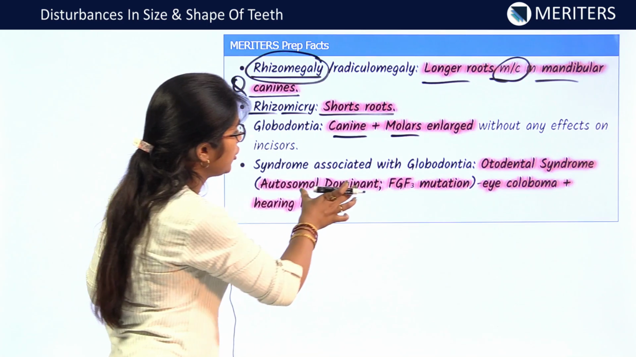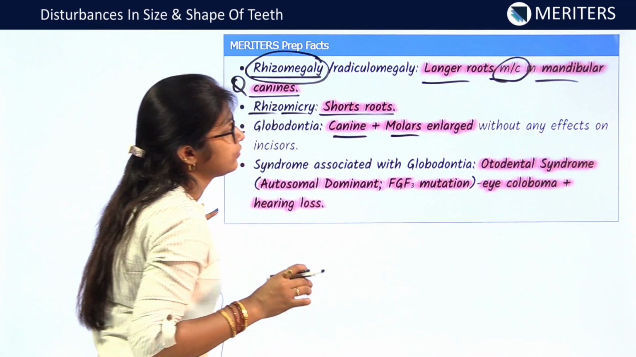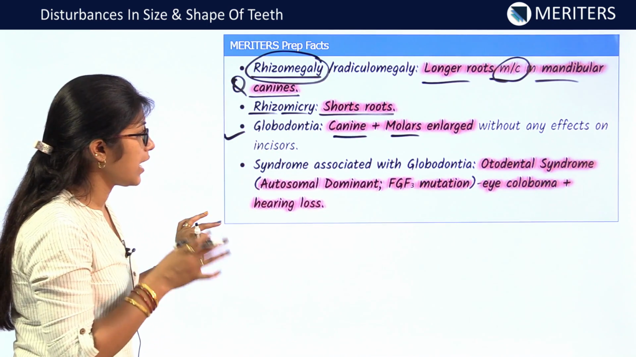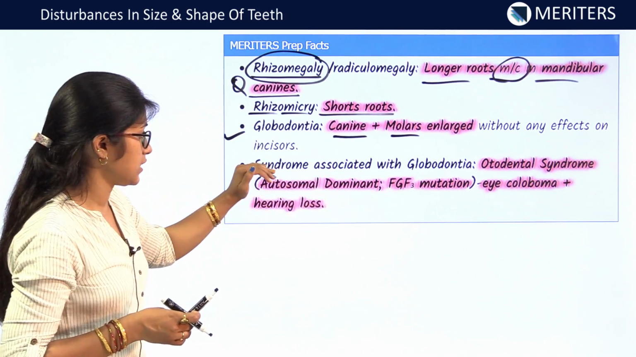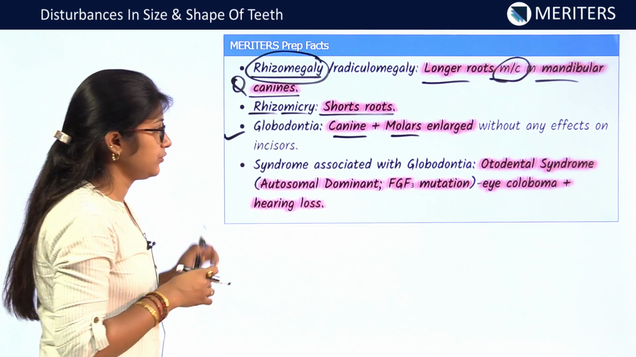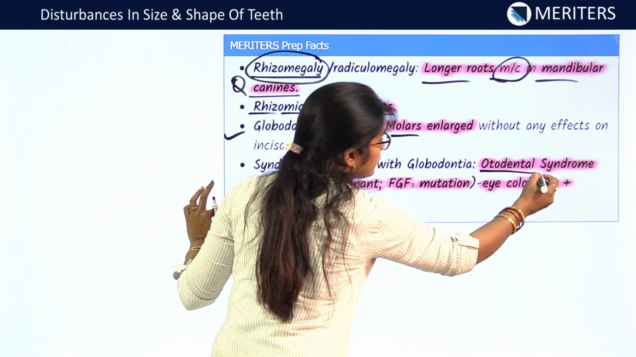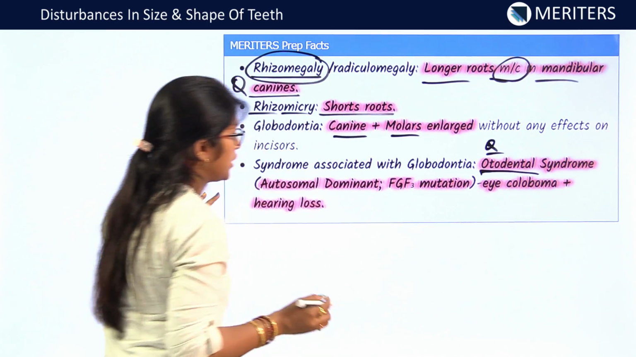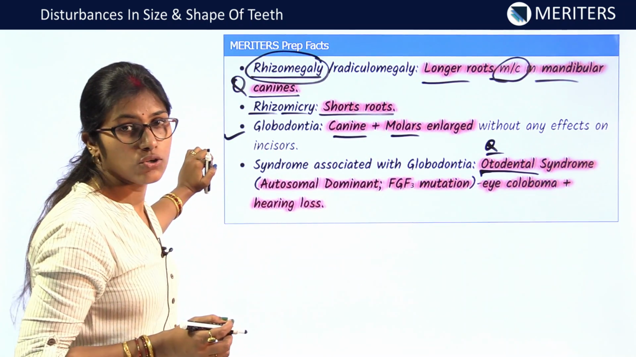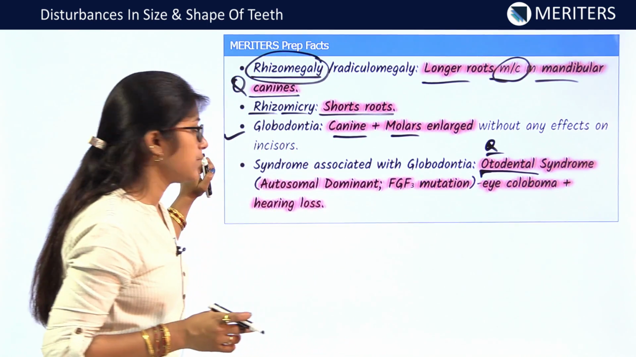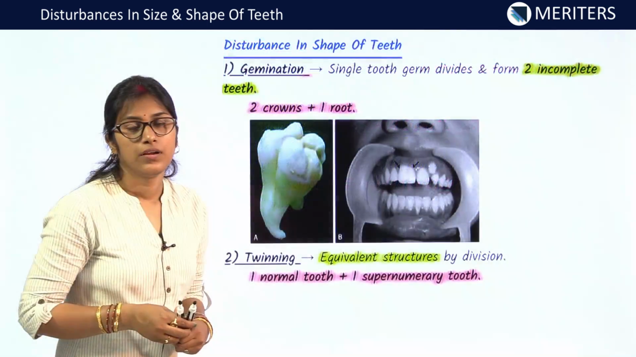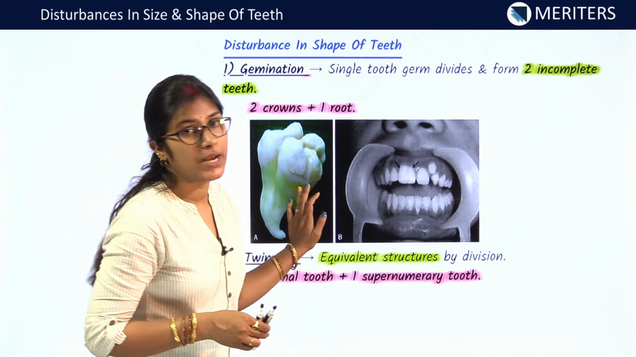Now next one, the syndrome which is associated with globodontia: otodental syndrome, with eye coloboma and hearing loss. Otodental syndrome is associated with globodontia. You should know the syndromes. Otodental syndrome associated with globodontia is autosomal dominant, FGF3 mutation is there, and eye coloboma is present plus hearing loss is present.